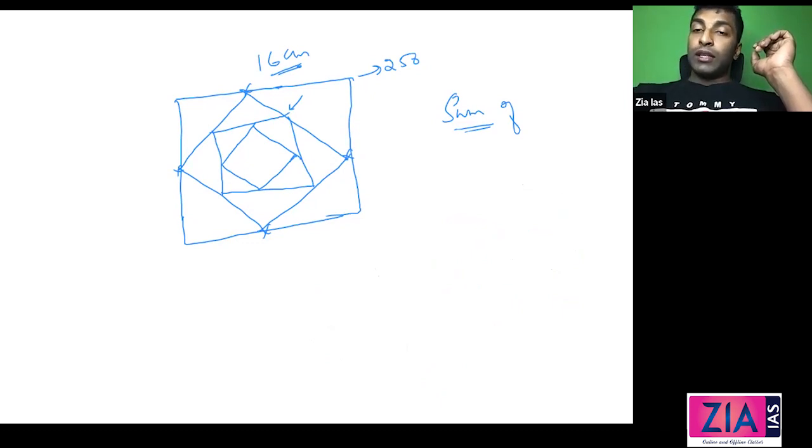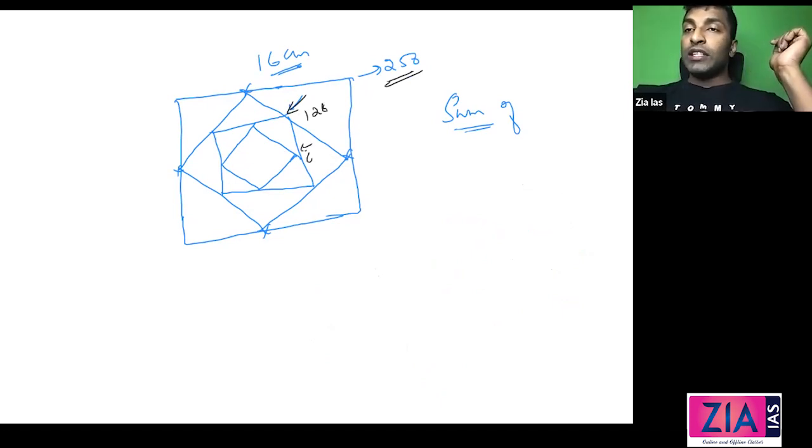Now, come back to this. So if this is 256, what will be this one? That will be 128. Why? Because it will be half. What about this one? That will be 64. Why? Because that will be half of the previous one. What will be this one? 32. Why? Because that will be half of it, right?